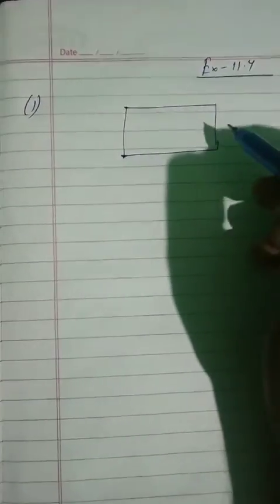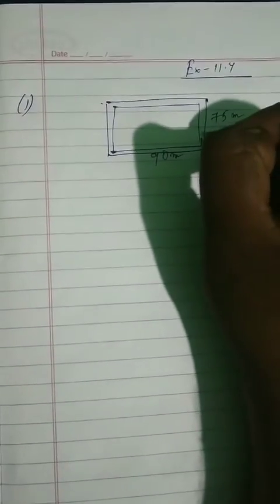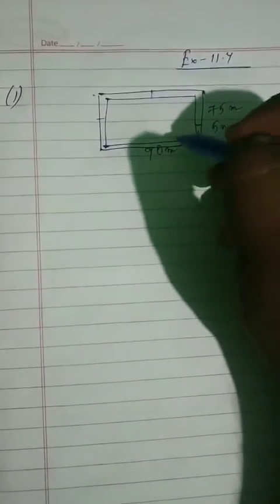So let me draw one rectangle first. This is a rectangular garden. Length is 90 meter and breadth is 75 meter. A path of 5 meter wide is built around it. So there is a path built around the garden. Width of the path is 5 meter, 5 meter from all four sides: 5 meter, 5 meter, 5 meter and 5 meter.